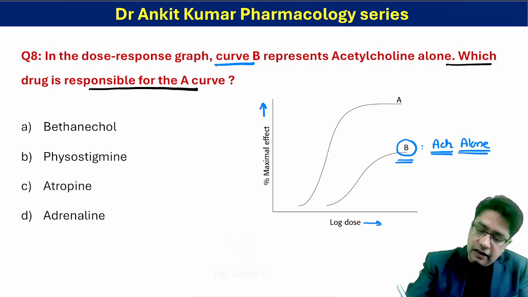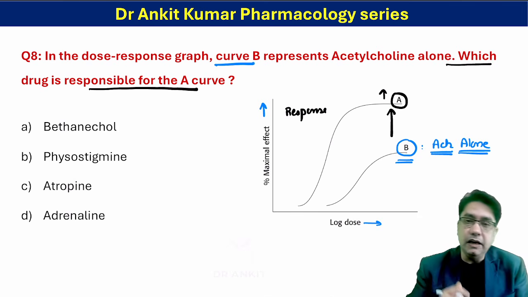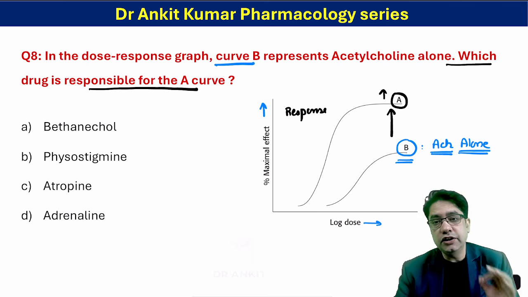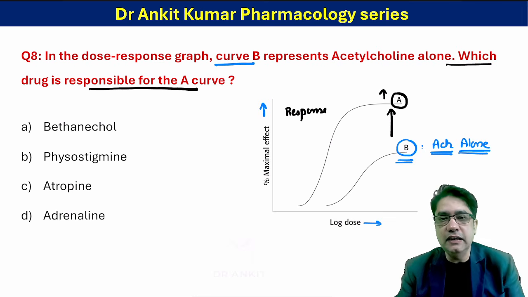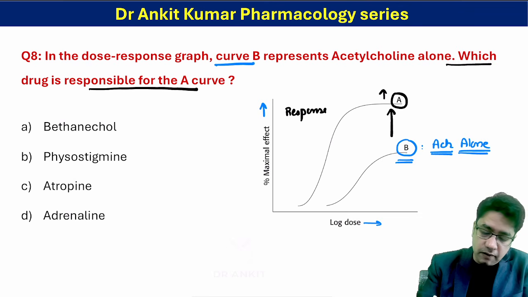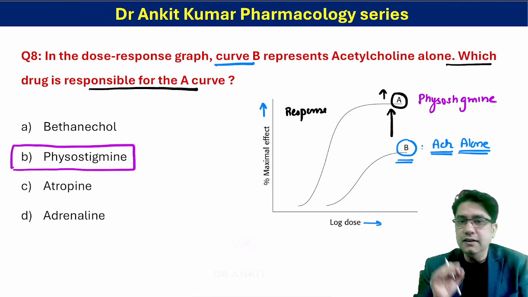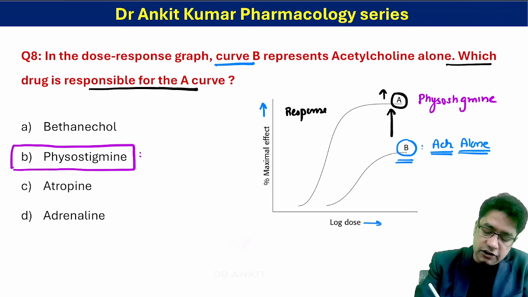If we see the curve A, can we say the response of acetylcholine is getting increased? So simply, the question is asking which drug is potentiating or increasing the response of acetylcholine. The answer of this question is physostigmine. So if we give physostigmine, the action of acetylcholine will increase. The reason is very simple. Physostigmine is an anti-cholinesterase drug.